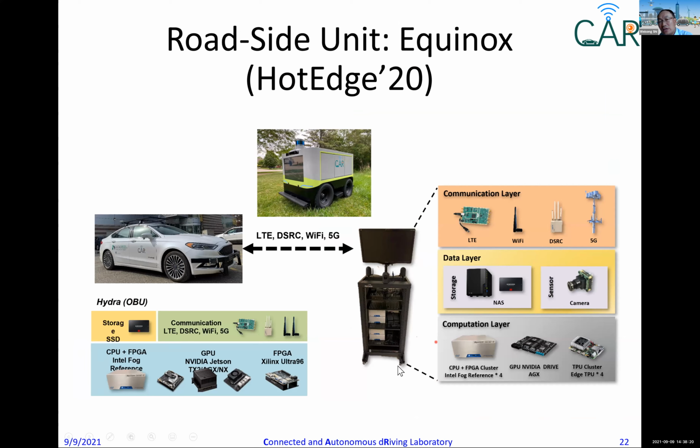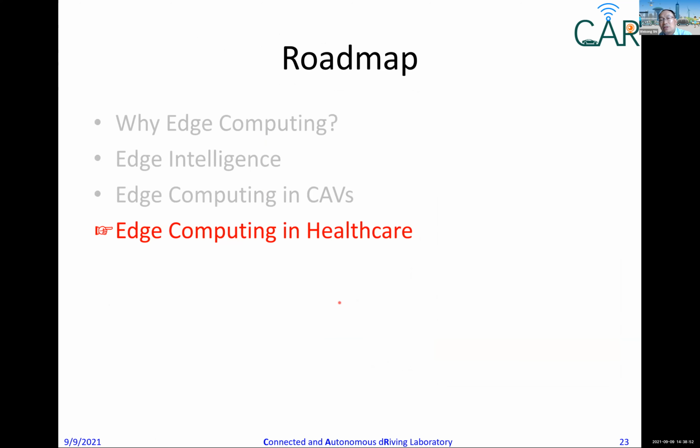We also developed an edge server we call Equinox, running different types of hardware: FPGA, GPU, combined together. The really cool thing here is that it supports LTE, 5G, DSRC, and most recently a company donated C-V2X to us. So it can talk over multiple communication channels. This is the hardware infrastructure that can be used to support this research.